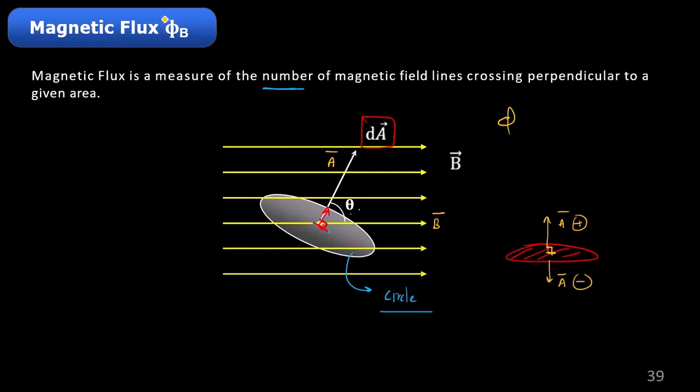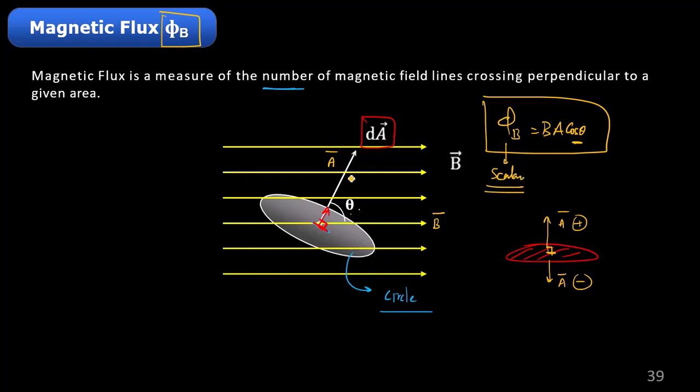Magnetic flux is written by the symbol phi suffix B. B stands for magnetic. So phi B is nothing but B times A into cos theta. Depending on the value of cos theta, the flux is a scalar quantity. That number can be positive, negative, or zero. So it is a scalar quantity.